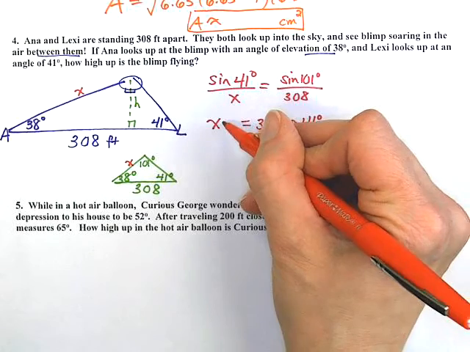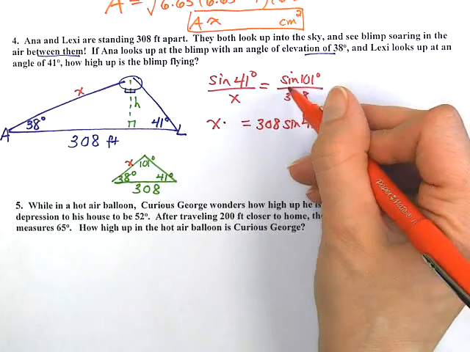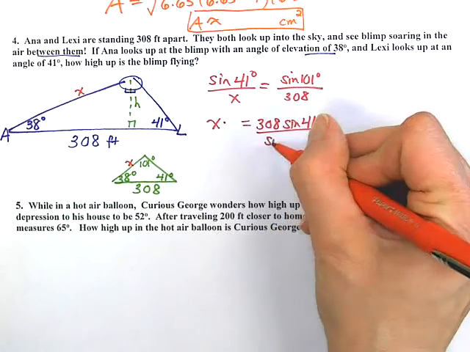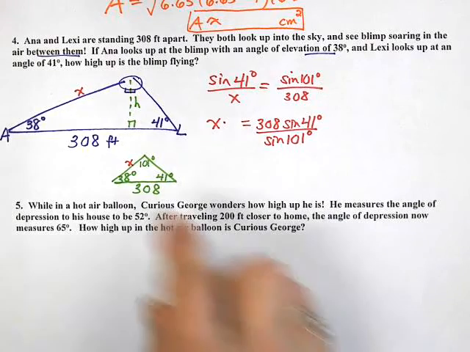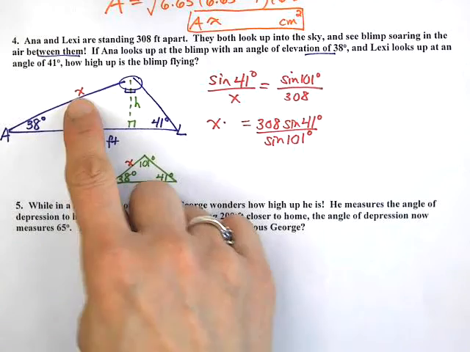X times the sine of 101. Let's divide both sides by the sine of 101. I wrote a couple steps there at once. If that's too confusing, do a couple lines of work. Okay, but I didn't want to know x. I wanted to find the height.